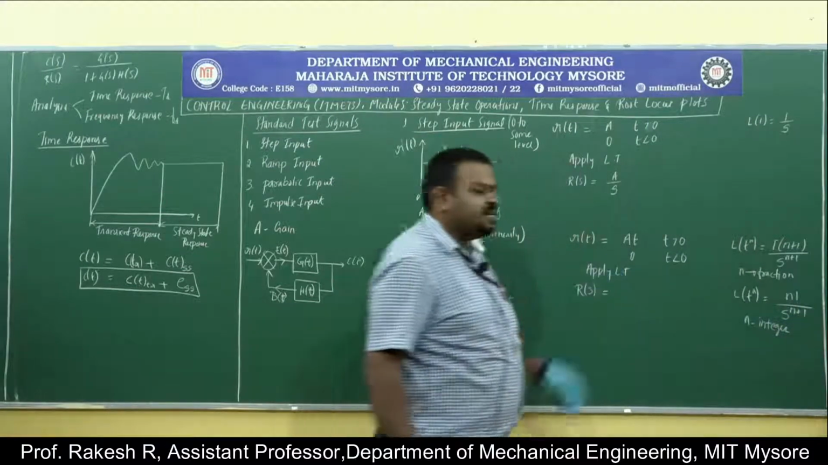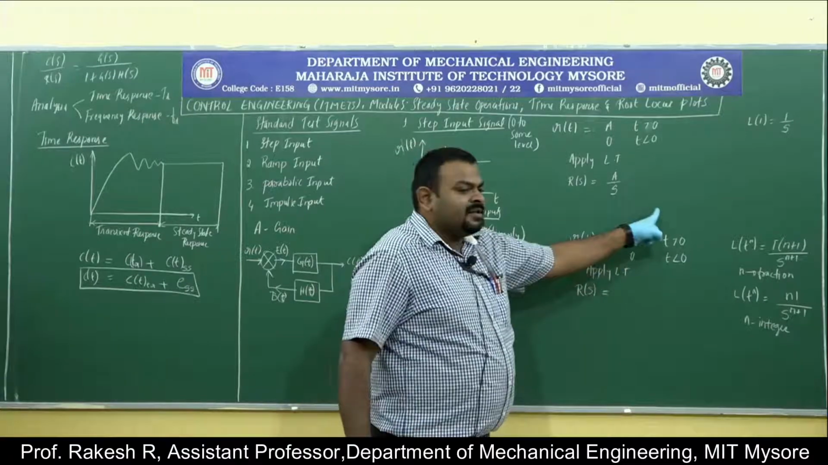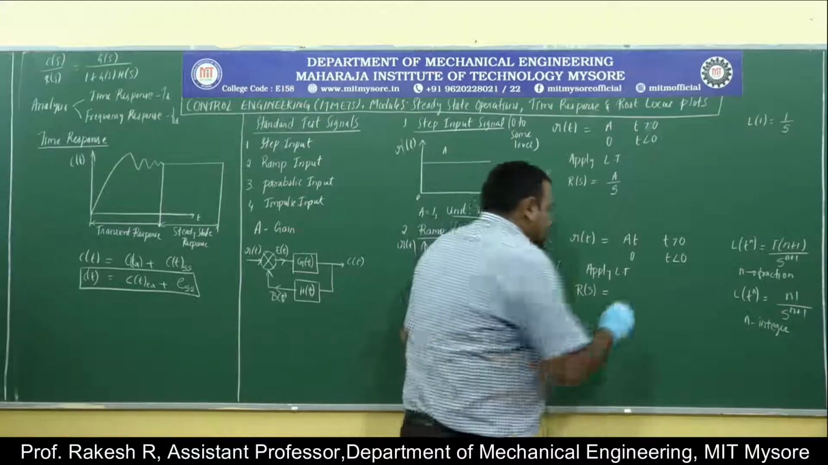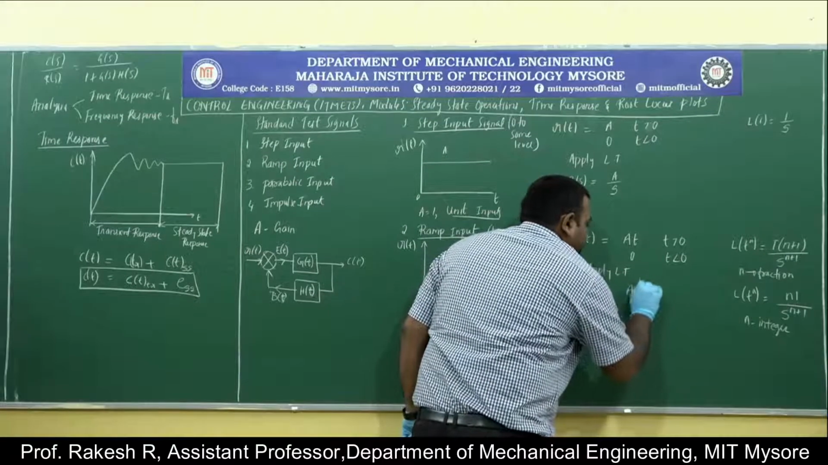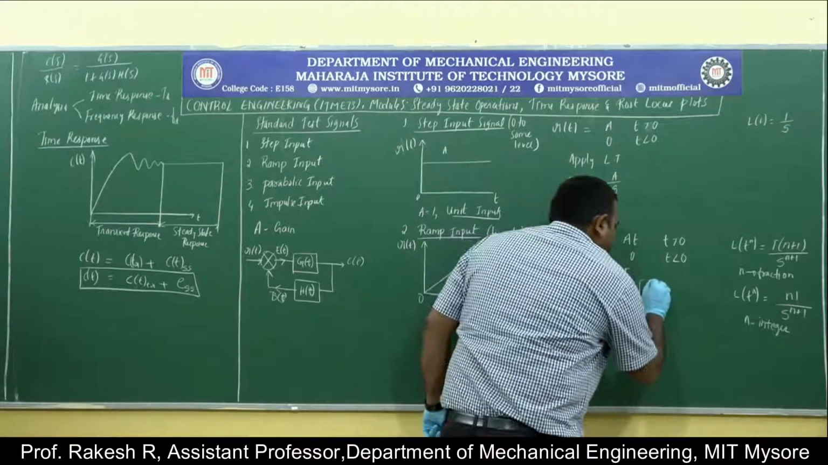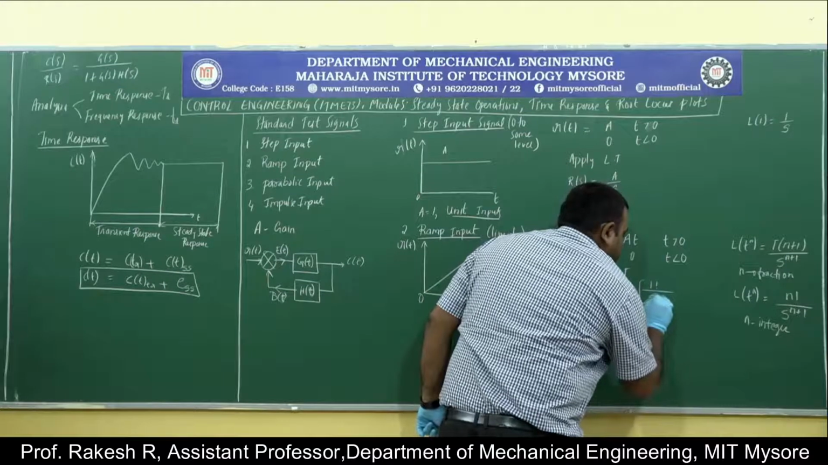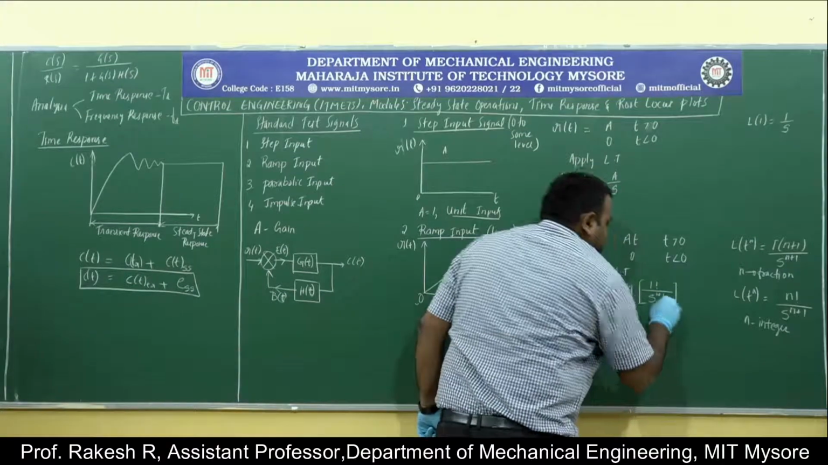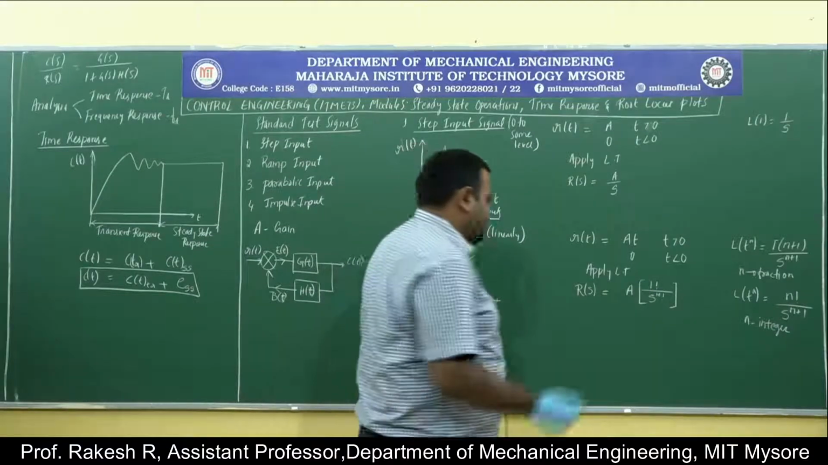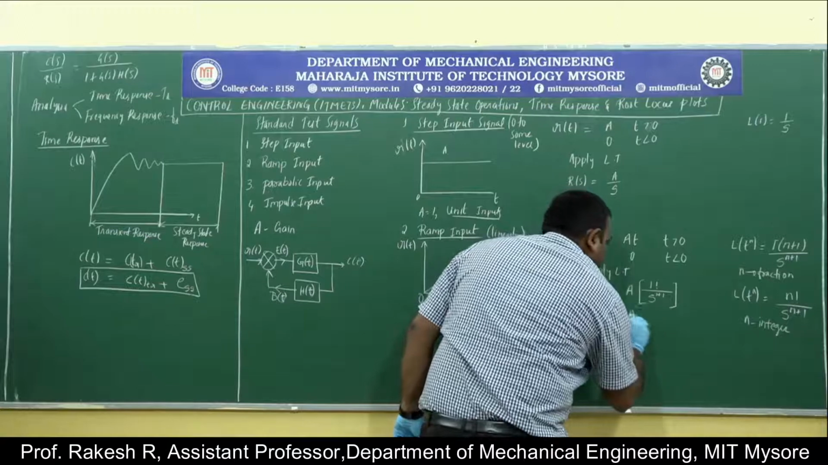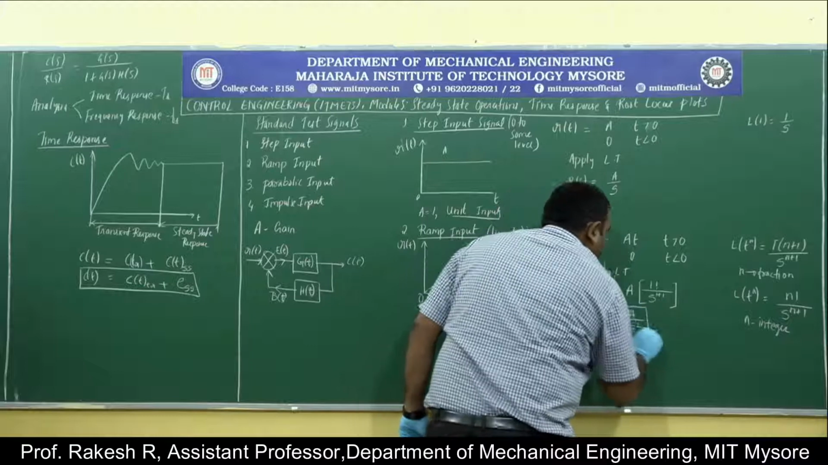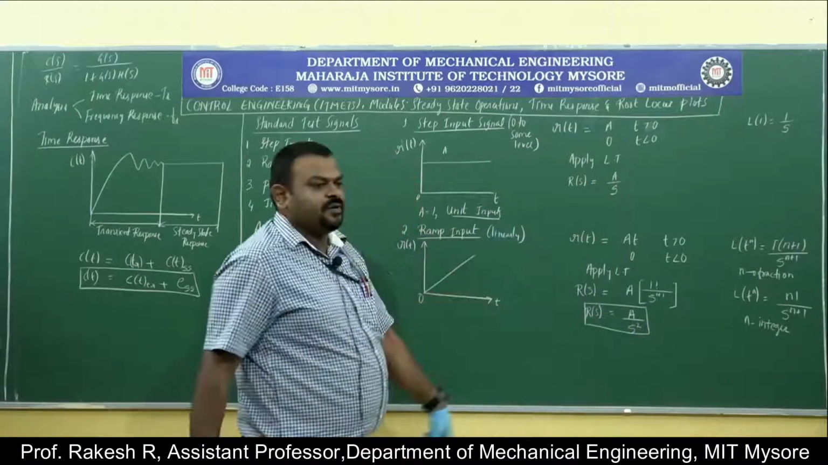So here n is an integer, the power of t is 1. Since the power of t is 1, the Laplace transformation of t to the power of n will be 1 factorial divided by s to the power of 1 plus 1. This is a Laplace transformation for t to the power of 1. So if you substitute, it will be A divided by s square. This is the reference input signal in s domain for ramp input.